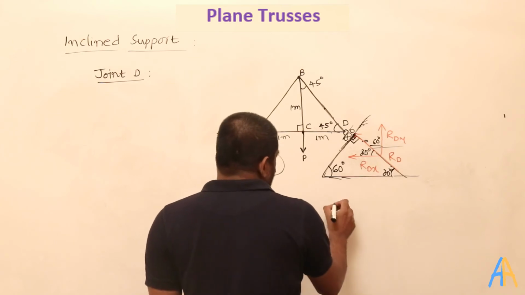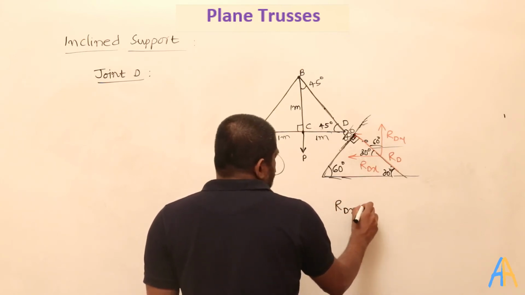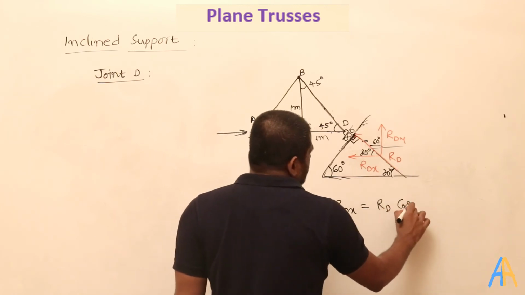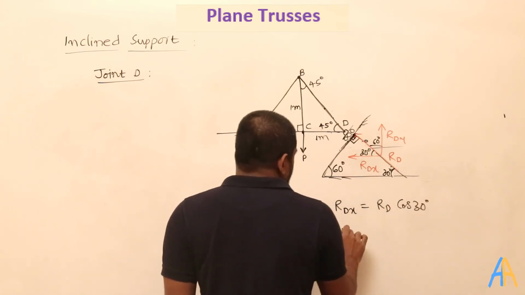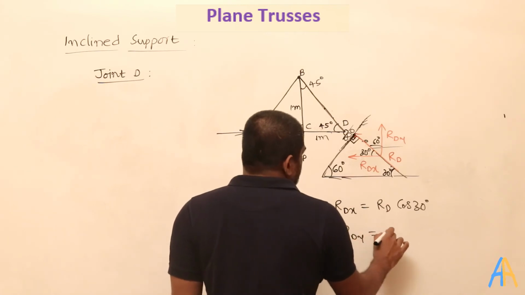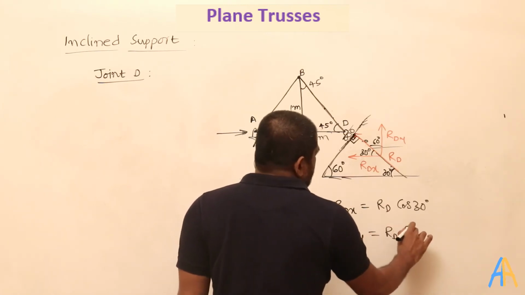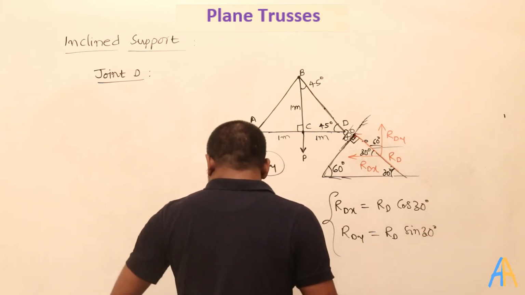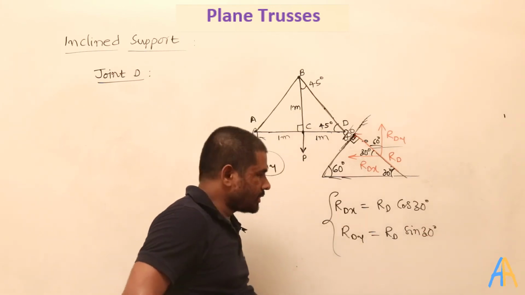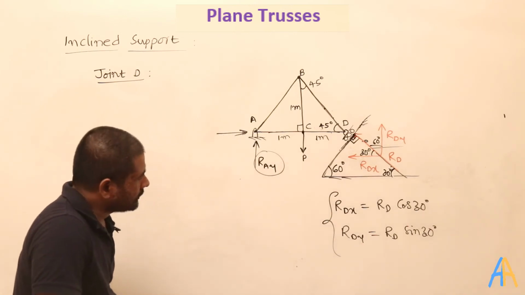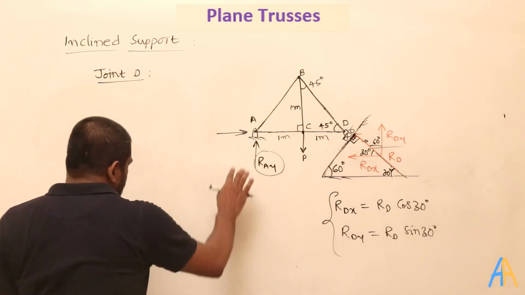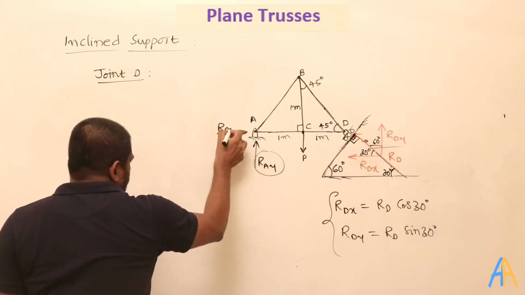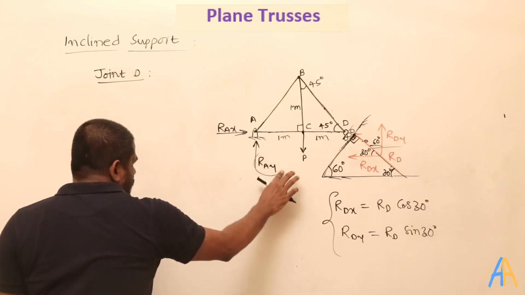So, what are the components? For example, RDX. What is the value of RDX? RDX is RD into cos 30 degrees. RDY equal to RD into sin 30 degrees. These are the two components, and if you know the RD or any of these two components, then I can find out this. And here, what are the components? This is the RAX and this is the RAY.